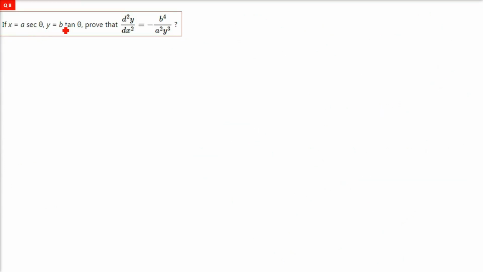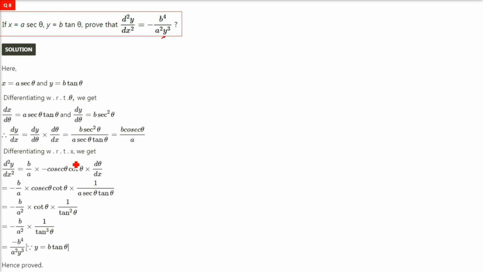x equals a sec theta, y equals b tan theta, and d2y by dx2 is b raised to 4 divided by a square y raised to 3. If I want you to observe clearly, there is no x on the right hand side. So there will be a step where we are going to eliminate certain things and put certain things. But this is a parametric kind of question, so this will be done in the way I have indicated just now. If you are able to do it by yourself, you can just follow these steps. But for those who want to understand, x is equal to a sec theta, y is equal to b tan theta. Before going to d2y by dx2, we have to find dy by dx.